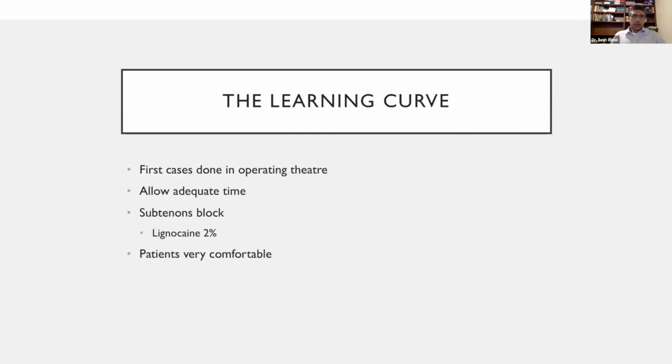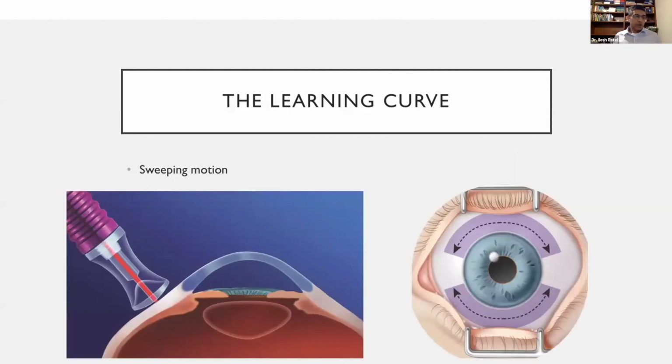So my first cases were done in the operating theater, which in hindsight was a very good move. The patients had a subtenon block, so we did not need to worry about their comfort. I could concentrate on getting the holding of the probe correct and applying the right amount of pressure to the sclera. I allowed adequate time to do those cases, so you don't really want to be rushing with your first cases.